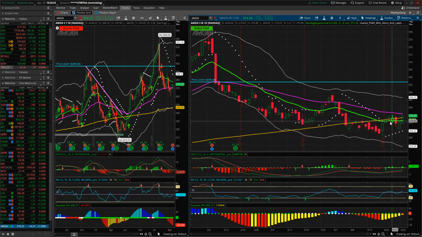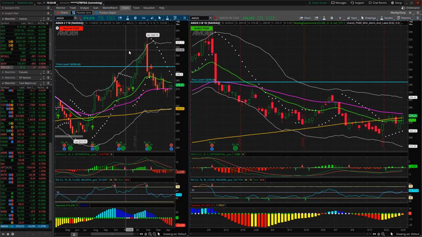Moved up, hanging around this 21 EMA, which has been moving sideways. MACD is rising. RSI is rising. Squeeze is rising. It's in a squeeze. So this thing's ready to pop, in my opinion. And the momentum on this thing is up. So if I was playing this, I think Amgen is a good trade opportunity for me here.